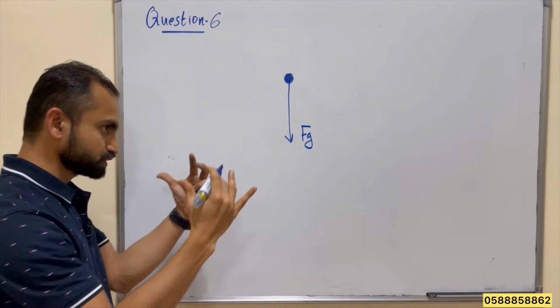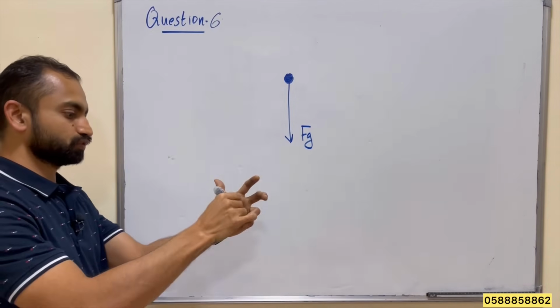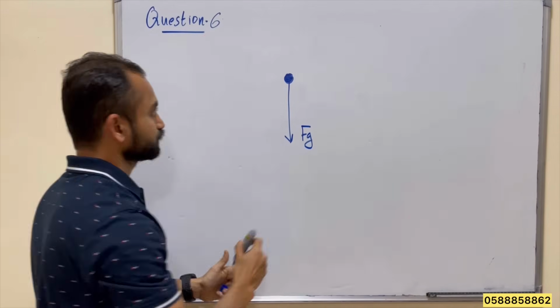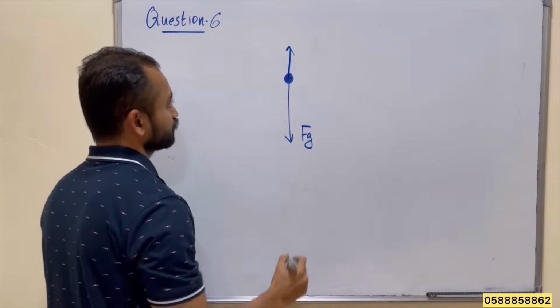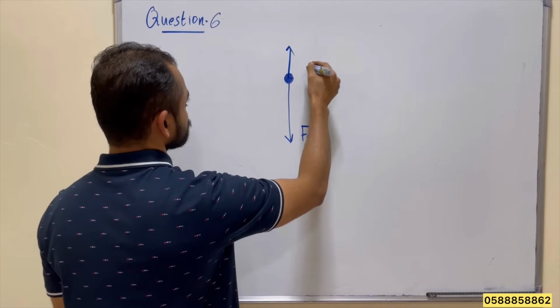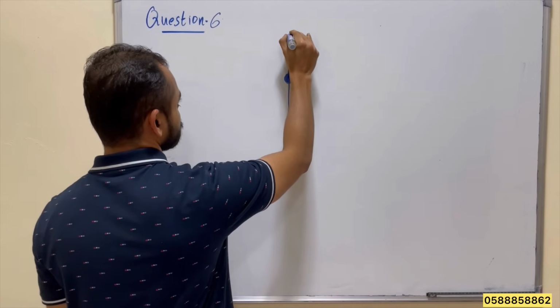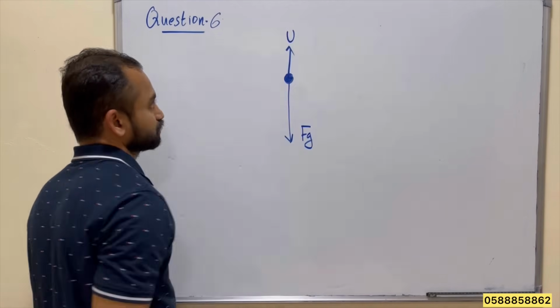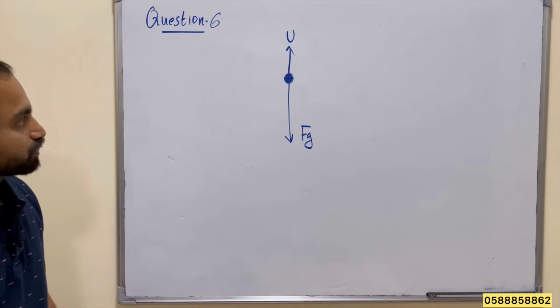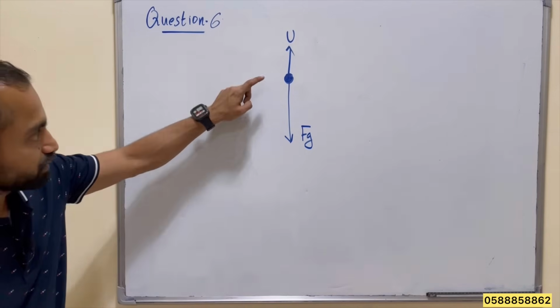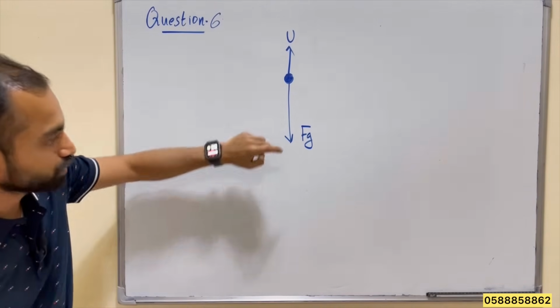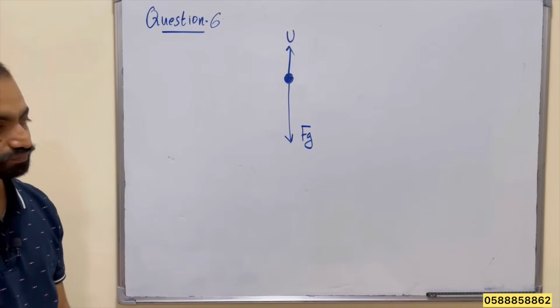A skydiver is falling. An object is falling. For example, you are dropping a ball. So there is an upward force acting. For example, it is the air resistance or it is the upthrust acting here. So upthrust, buoyant force. So here there are two forces acting, one upward force acting, one downward force acting.